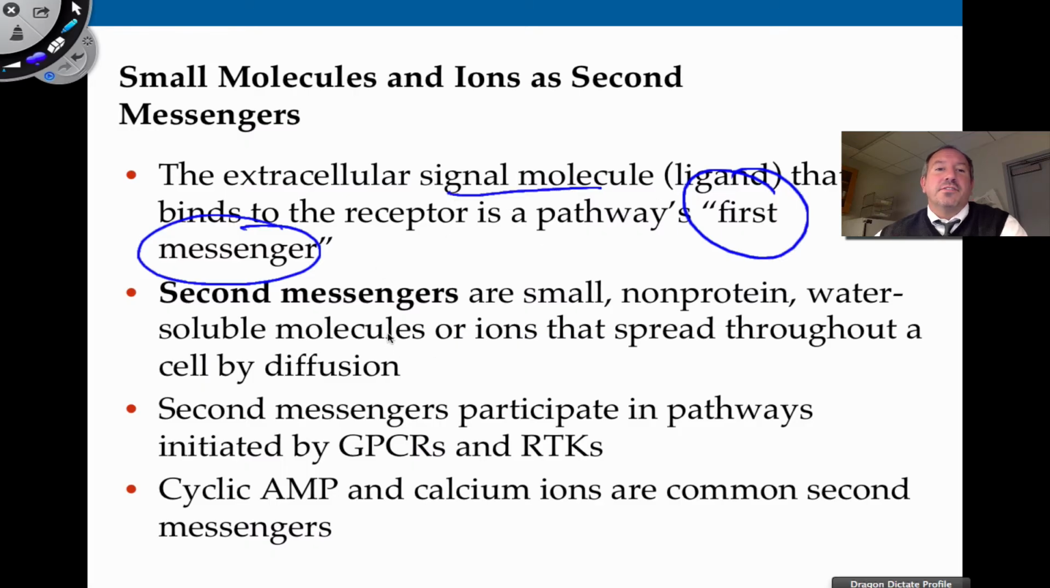And then when you're in the cell, okay, so now we're in the cell, the secondary messengers can be, in addition to the kinases and phosphatases, these small non-protein kinds of things like ions. They could be calcium, for example, or cyclic AMP, and we'll look at that. So what they do is they participate, the secondary messengers participate in the pathways that are initiated by the G protein coupled receptors, or the receptor tyrosine kinase receptors.